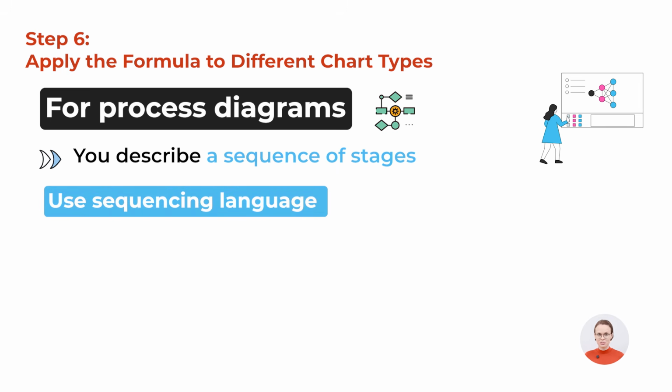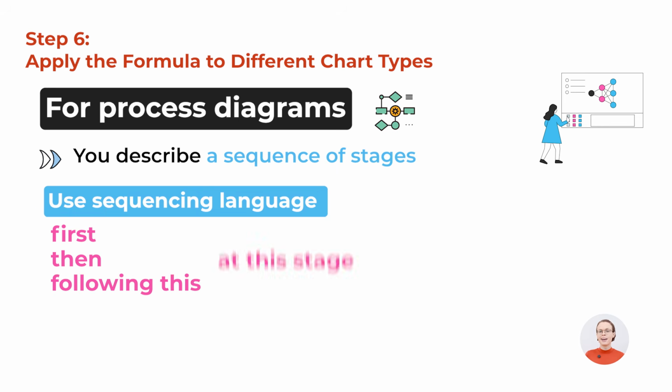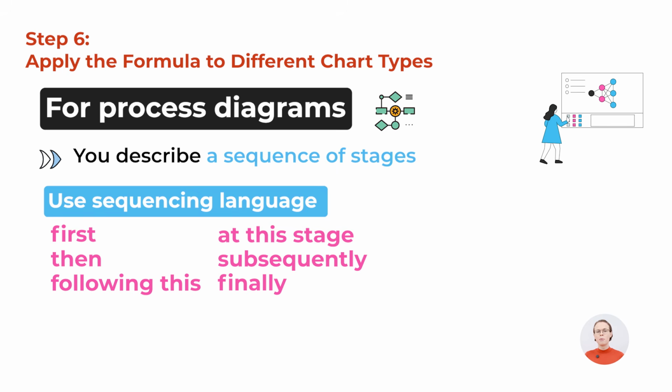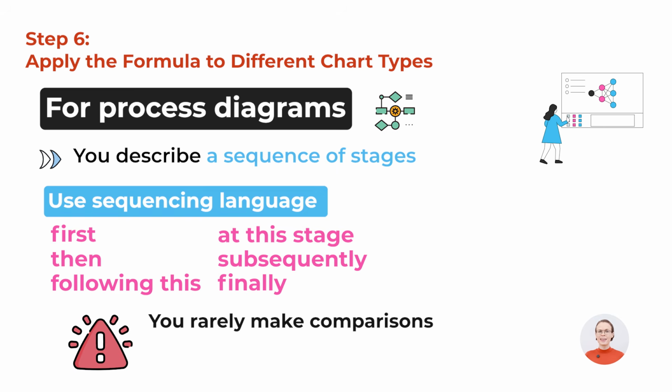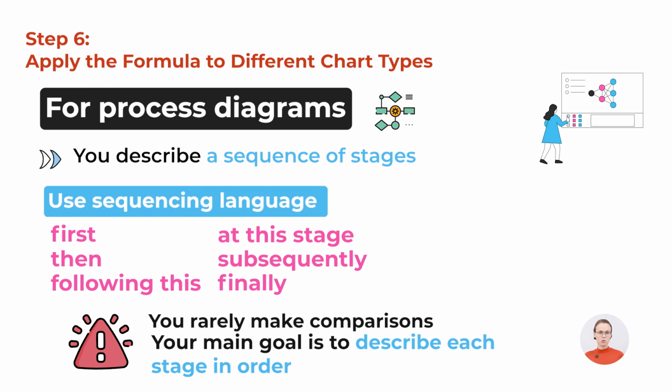You should also use sequencing language like first, then, following this, at this stage, subsequently, and finally. One important thing to note with process diagrams is that you rarely make comparisons. Instead, your main goal is to describe each stage in order. Understanding which kind of language fits each chart type helps ensure you feel prepared. You know the structure and you know the vocabulary. That combination is what makes the task feel manageable under test day pressure.